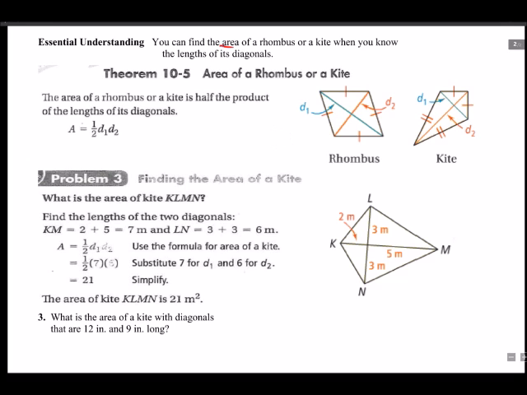The area of a rhombus and a kite depend on the length of the diagonals. So let's take a look at our first theorem here. I guess it's our only theorem here. The area of a rhombus or kite. This says the area of a rhombus or kite is half the product of the length of the diagonals. Product means multiply. 1/2 diagonal 1 times diagonal 2.